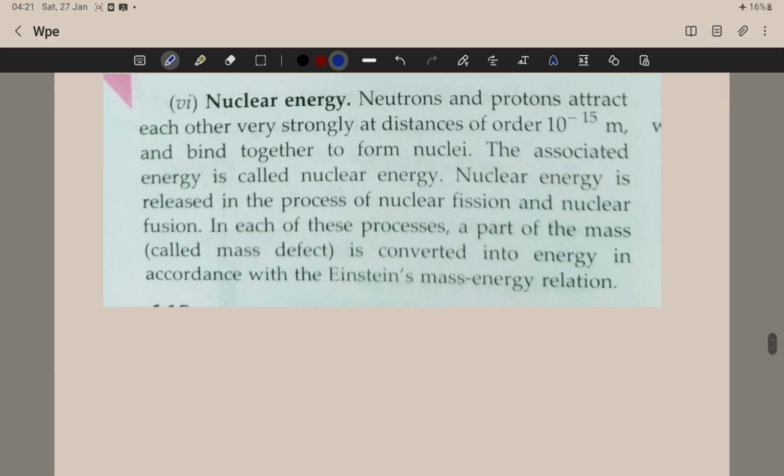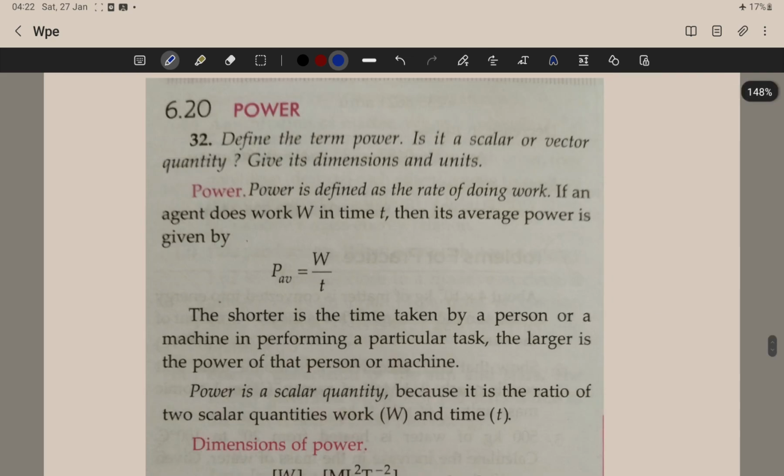There is one more energy, that is the nuclear energy, that you can relate to the neutrons and protons attracting each other strongly at a short distance. So between the nuclei, this nuclear energy will come.